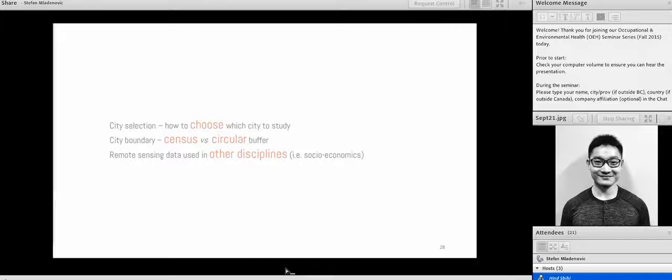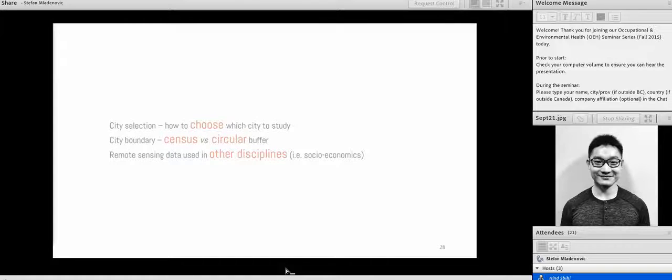And the second is, how do you define a city? Have you driven on a highway and seen a sign that says Vancouver 23 kilometers away? What does 23 kilometers mean? If you keep driving 23 kilometers, do you reach the boundary of Vancouver, or do you end up in the center of the city?